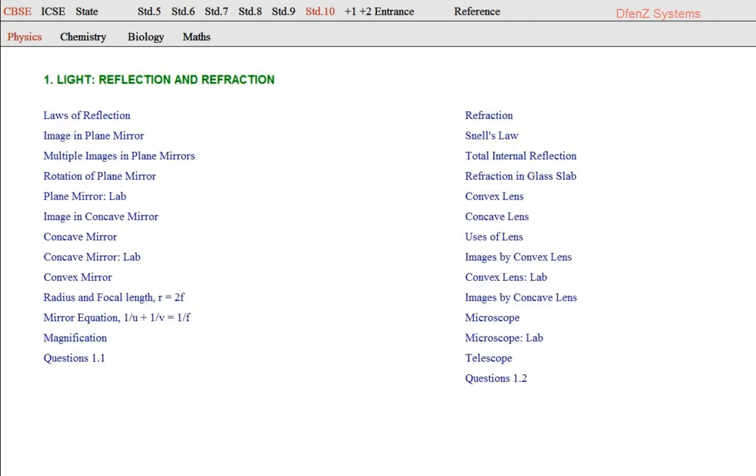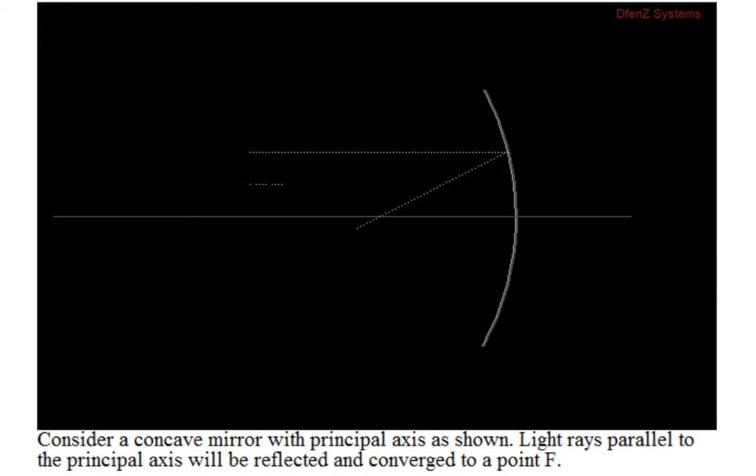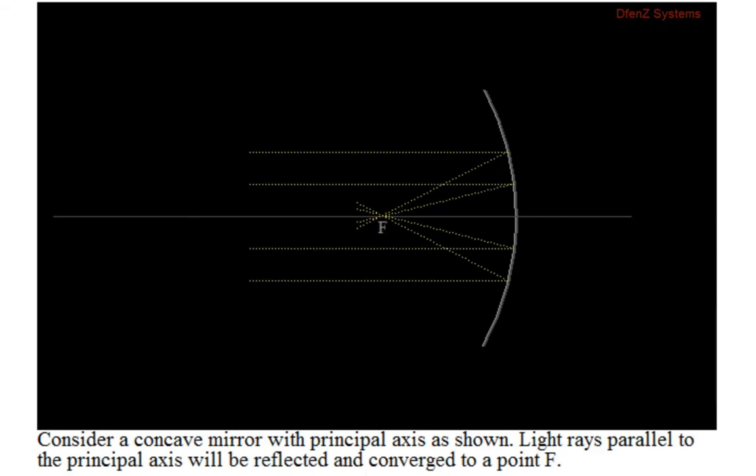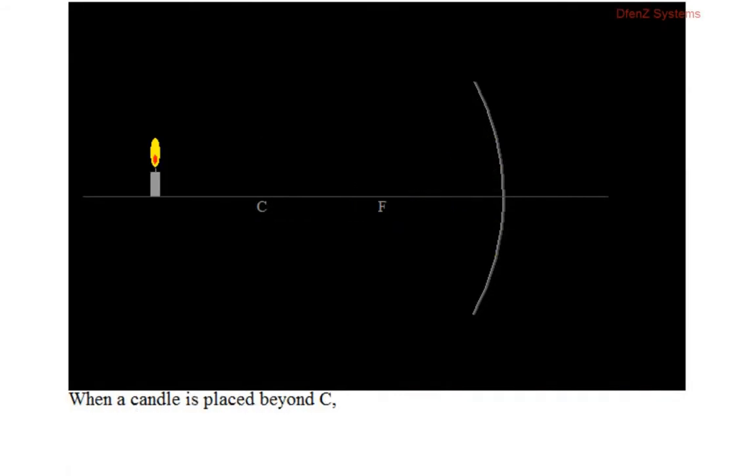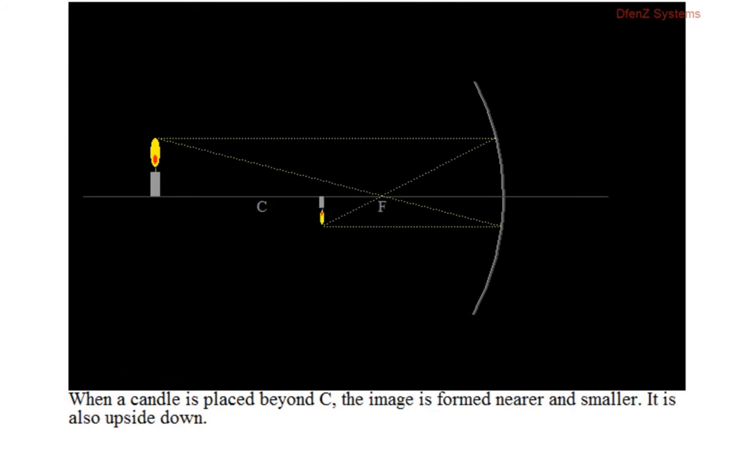Light. Concave Mirror. Light rays from very far objects come parallel. Concave mirror converges these rays at the focus F. Focus is halfway between the center of curvature C and the mirror. When an object is beyond C, image is formed between F and C.